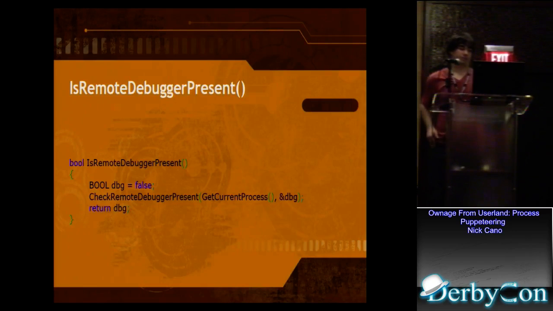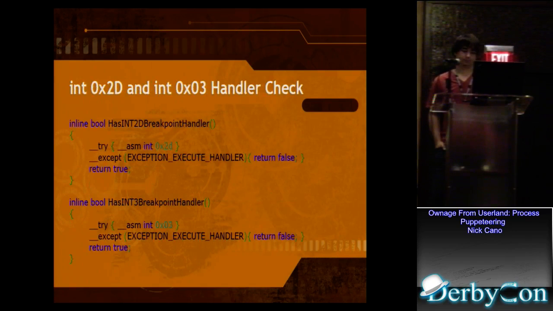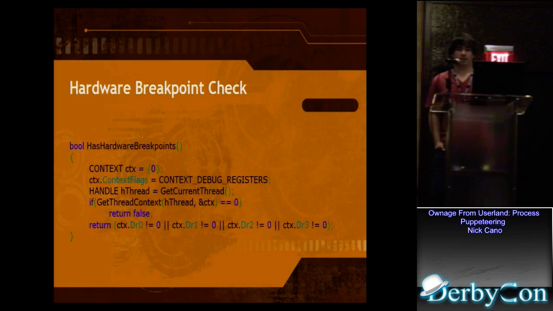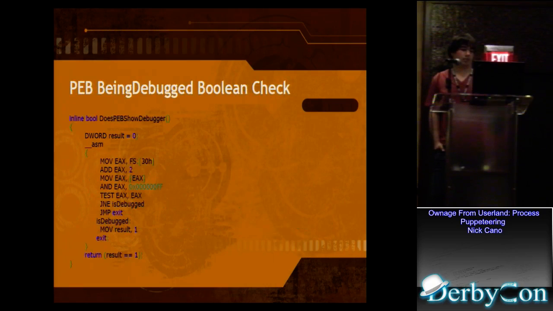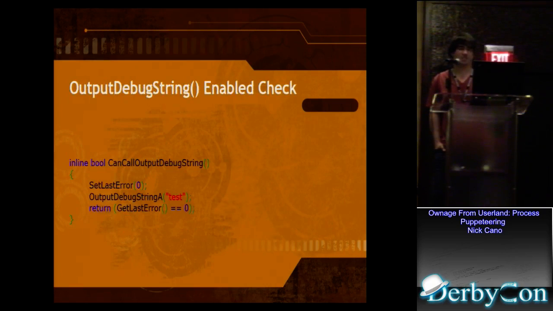So first you have is RemoteDebuggerPresent. It's just a WinAPI function, and of course, if a debugger knows you're looking for it, this obviously isn't going to return true, so you'll check for their breakpoint handlers. They might get around this. So you check if there's any hardware breakpoints set on the thread context. Or not, yeah, for that thread, you want to check if there's any hardware breakpoints. If there's not any hardware breakpoints, like I said, check if the PEB shows the debugger. And then check OutputDebugString.